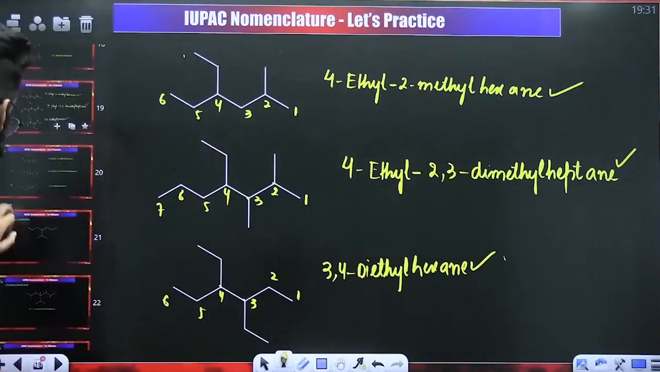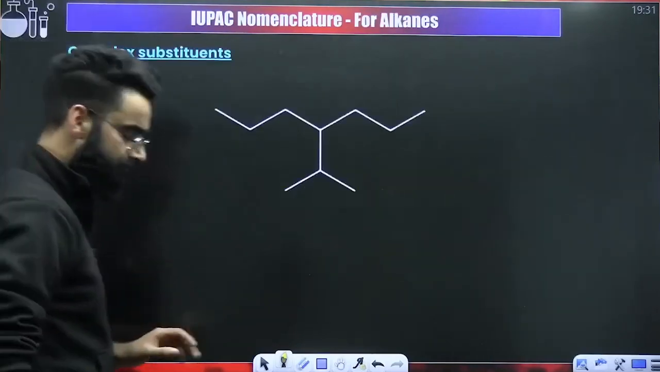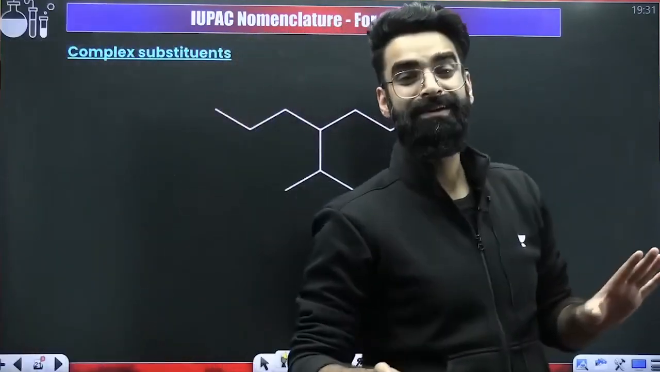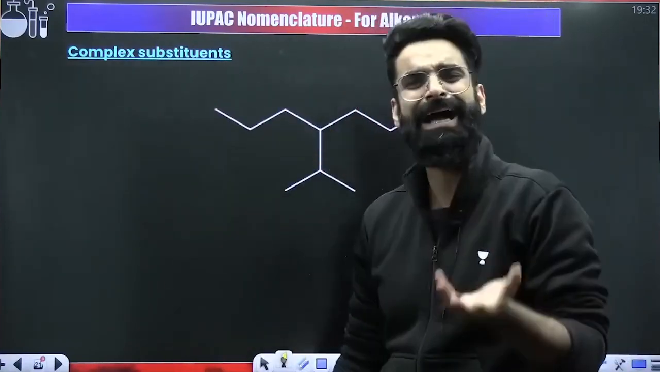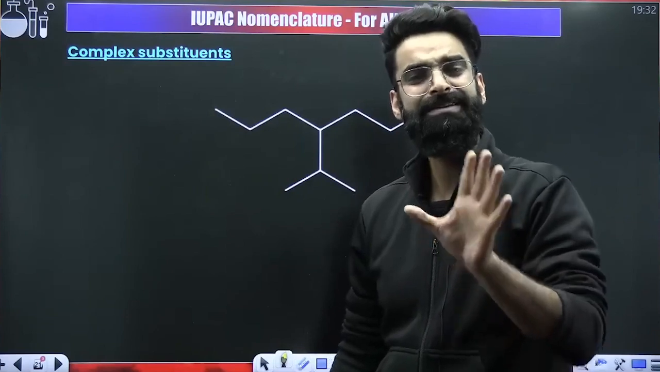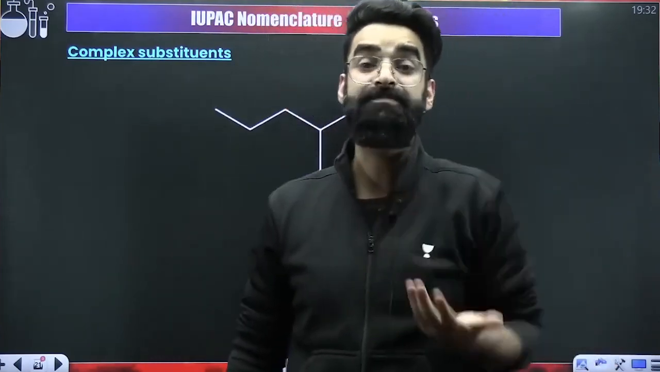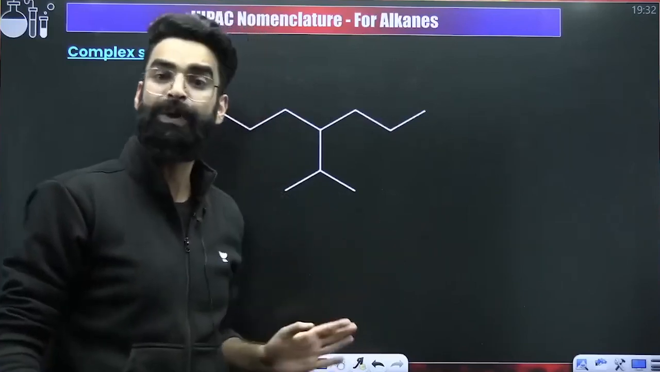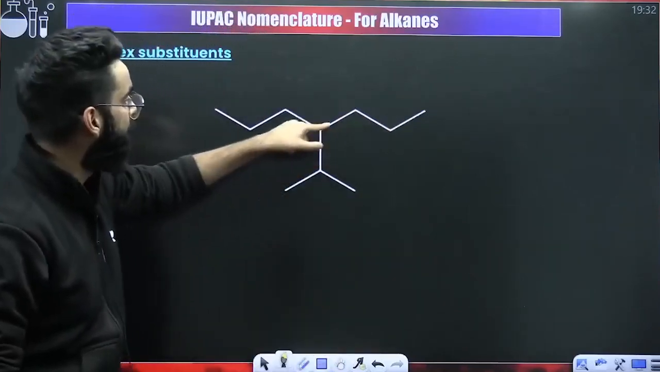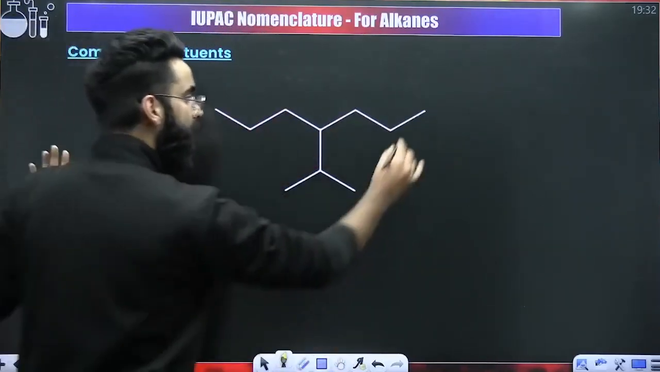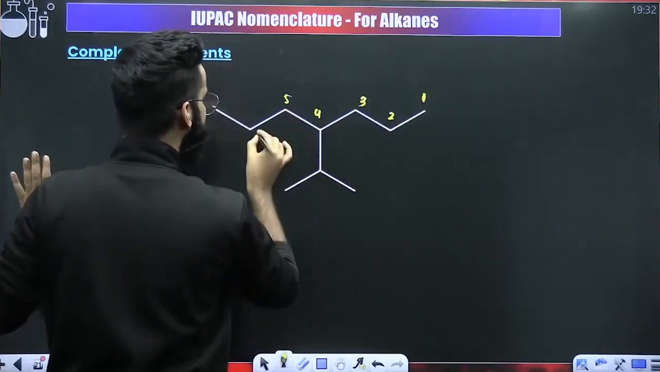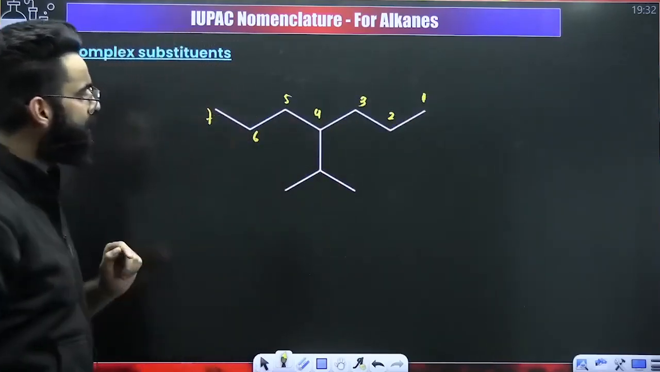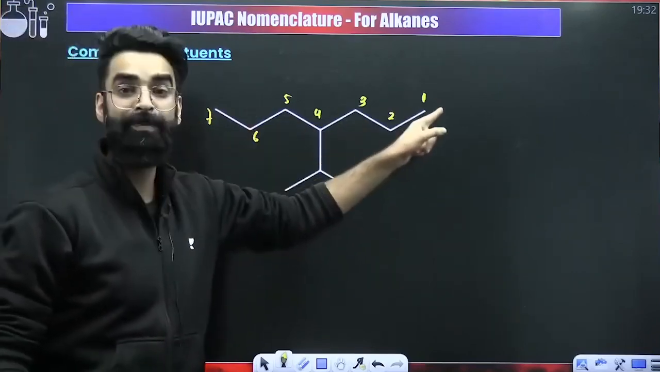Now guys, whatever substituents were attached with the main chain, they were either methyl, ethyl, propyl, butyl. Simple substituents were attached till now. Now there can be complex substituents attached to the main chain as well. Let's say this is your main chain over here. Carbon number 1, this is 2, this is 3, this is 4, this is 5, this is 6, this is 7. This is your main chain.